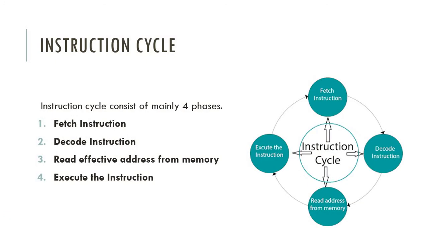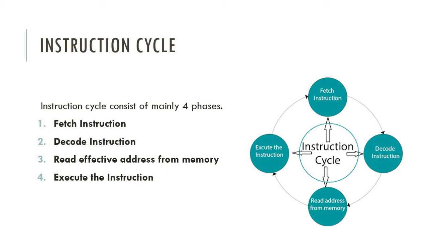Now the instruction cycle is mainly divided into four phases. First is fetch instruction, second is decode instruction, third is read effective address from memory, and the fourth is execute the instruction. These are the main four phases. When we start executing our program, the instruction follows these four steps. First it fetches the instruction, then decodes, then reads the address from memory, and then executes. All instructions pass through these four stages.